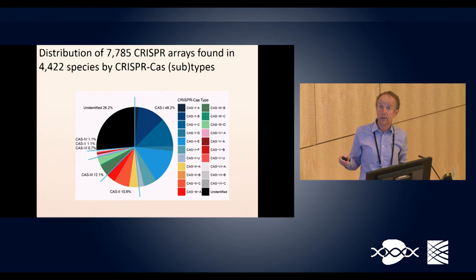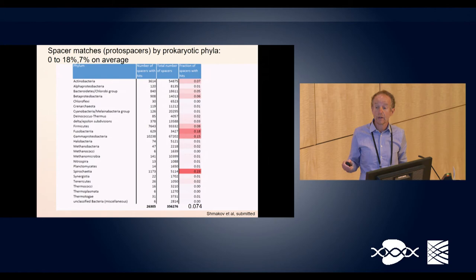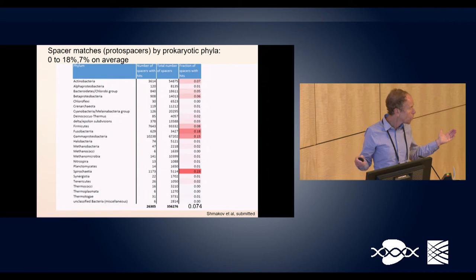Distribution of the CRISPR arrays among various subtypes of CRISPR-Cas: let's note that over 25 percent of the CRISPR arrays are associated with incomplete loci or are simply orphans, and do not have Cas genes. So, spacers with matches. We generally know that there aren't that many. The fraction is not that large, but here is the complete census across the bacterial and archaeal phyla, and we have these numbers, about 7% on average.